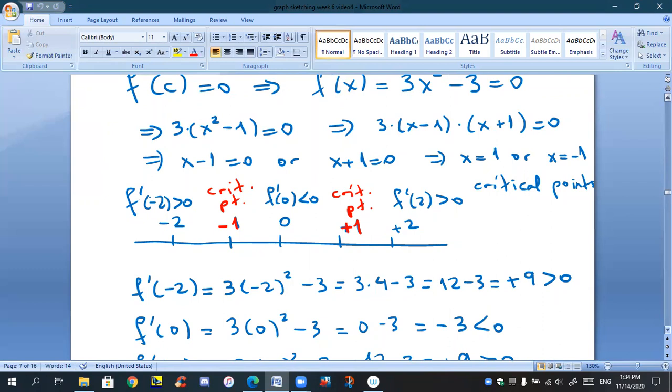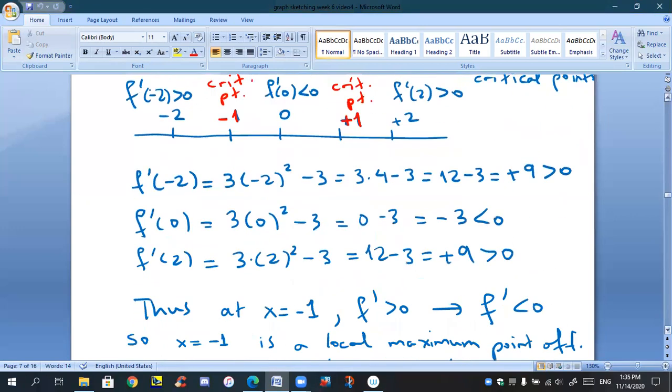Positive means before it is increasing, after it's decreasing. So it's a local maximum by the first derivative test. So at x equals minus 1, f prime positive changes to negative, so it's a local maximum at minus 1.